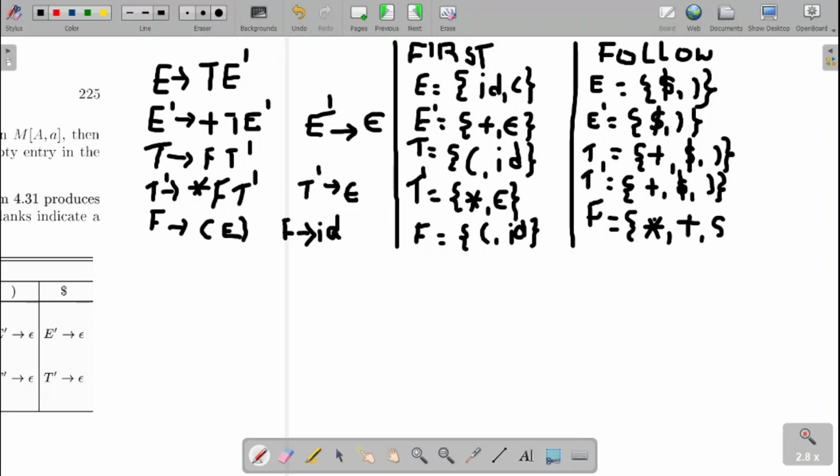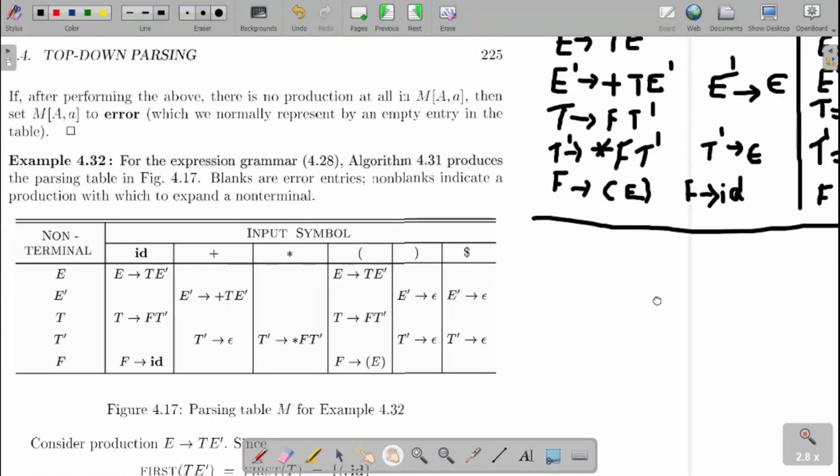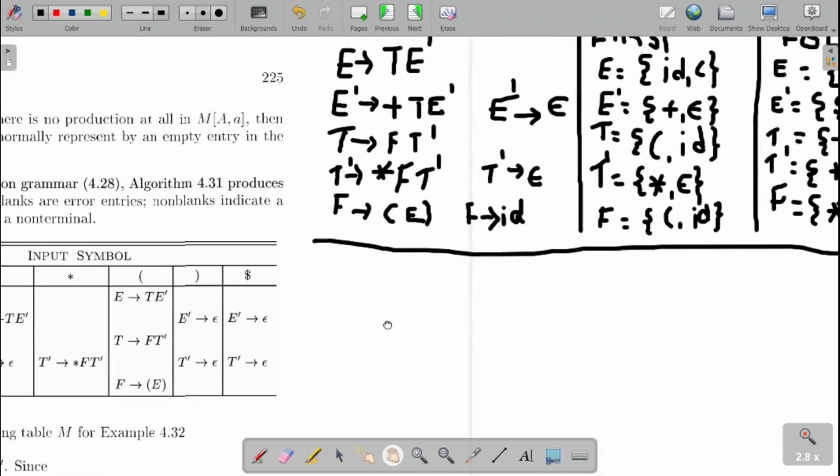dollar and the close parenthesis. So once we have finished writing the first and the follow sets, next we need to construct the table. Fine. So let us look at how a table is constructed.